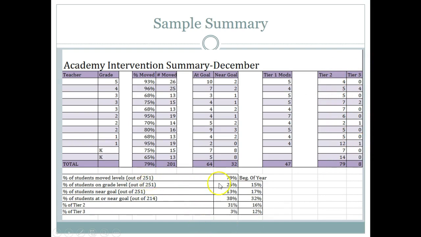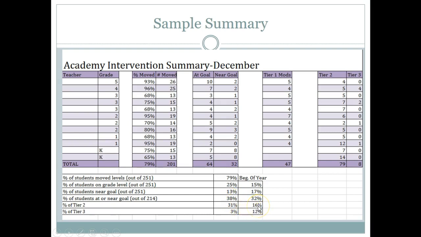And then as the year progressed, so this is December, we had 79% of our students go up a reading level, which is awesome. This was our first year as a brand new school in a really low income area. At the beginning of the year, we had 15% of students reading on grade level. By December, we had 25%, so a 10% increase is awesome. And then this is how many are within one level. So we went from 32% being on or within one level up to 38% by December.